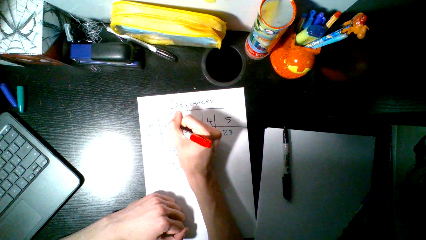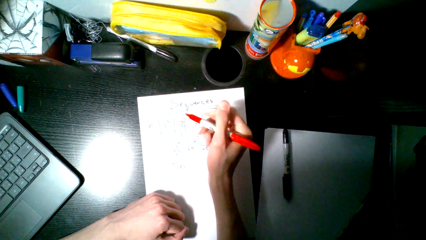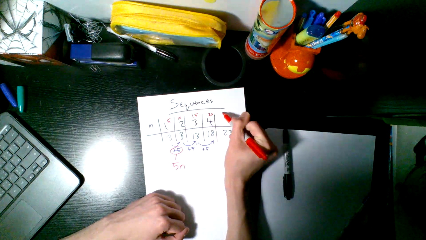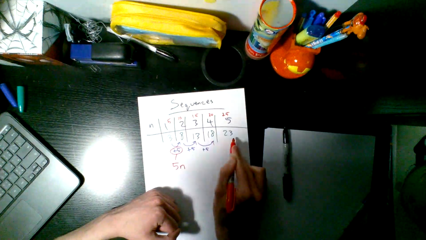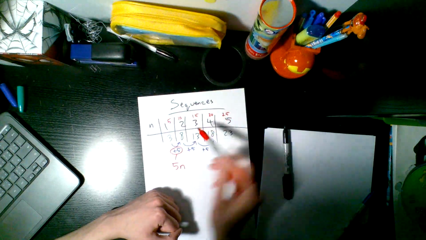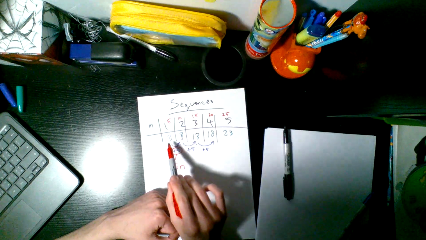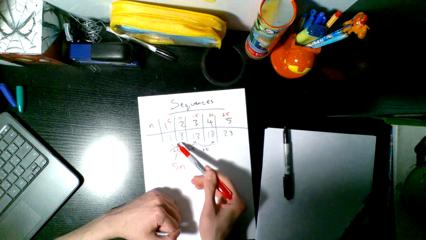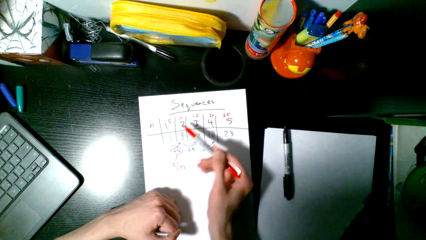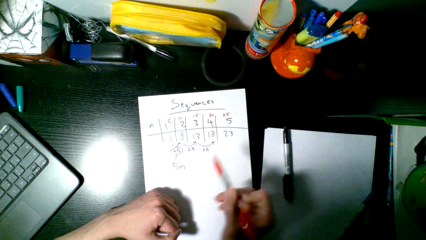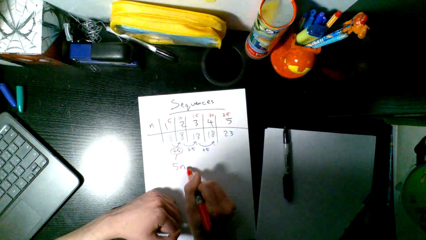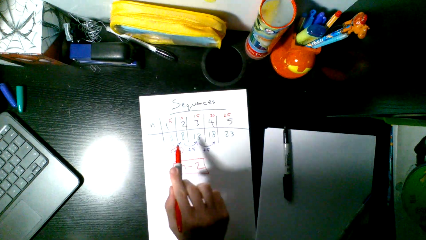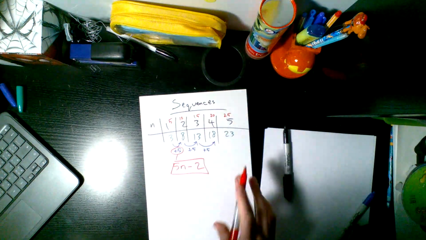So 1 times 5, 5, 2 times 5 is 10, 3 times 5, 15, 20, 25. Okay, is this the sequence we need? No, it's not. We still have to do one more step to get from 5, 10, 15 to 3, 8, 13. So the remaining step is just minus 2 from each one. So 5 minus 2, 10 minus 2, 15 minus 2. So first of all we do 5n, and then we do minus 2. Okay, so the nth term of this sequence, 3, 8, 13, 18, 23, is 5n minus 2.